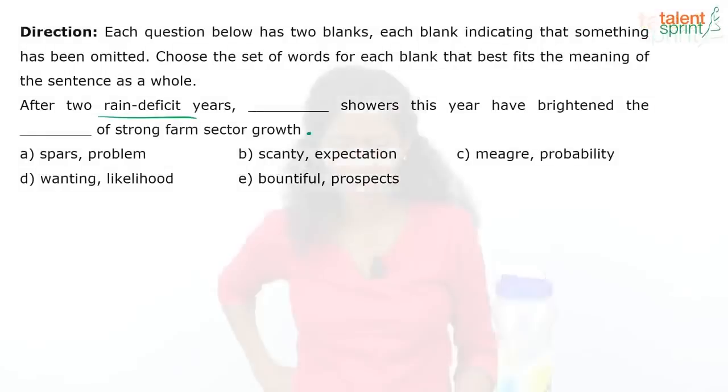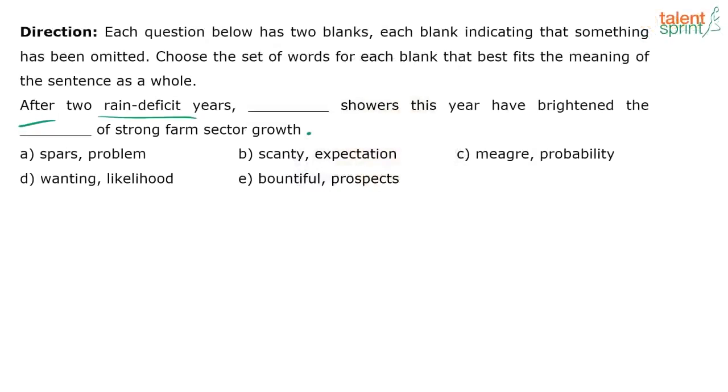Yes. Very good. Brightened, which means the first context is talking about, boss, there was something negative that happened. Rain deficit. There were no rains at all. So after 2 years of no rain, something positive happened. After is also a clue word. Yes, I agree. Right? So brightened, and then you have strong farm sector growth. In fact, almost every other word is a clue word for us, which means after the negative period, something positive has happened. So in the first blank, I need obviously a positive word.